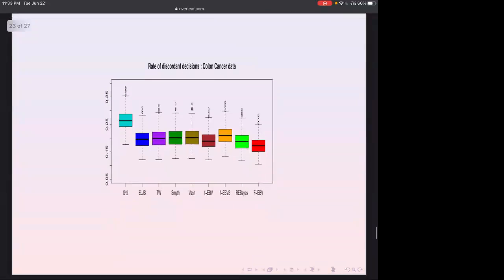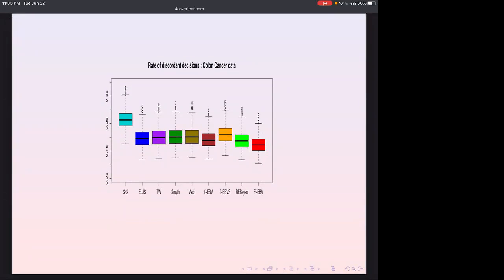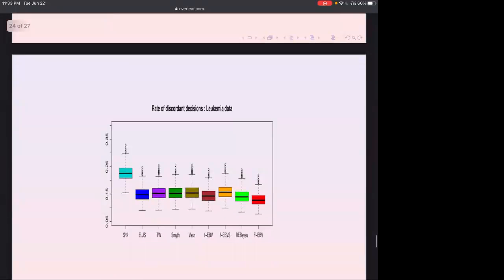Based on the different estimations of the variances, this is the plot. The last one is the proposed method, capital F-EBV. It is shown that this one leads to the smallest rate of discordance. This is for the colon cancer data, and for the leukemia data, we have the same conclusion. So capital F-EBV gives us the smallest number of discordant decisions. Therefore, this method is definitely preferred in applications.